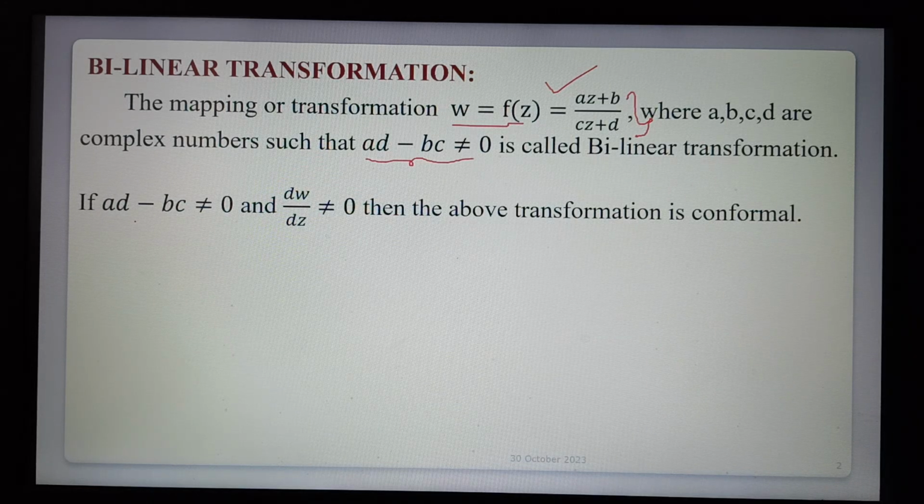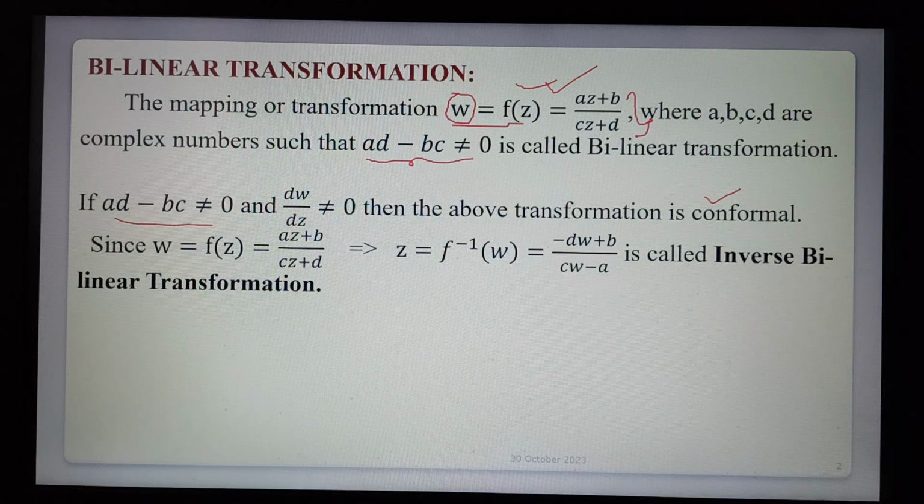So if ad − bc is not equal to 0, and dw/dz, which means differentiation with respect to z, is not equal to 0, then the above transformation is conformal. By the definition of conformal, its derivative must be not equal to 0. So the bilinear transformation's derivative is not equal to 0, and this transformation is conformal.